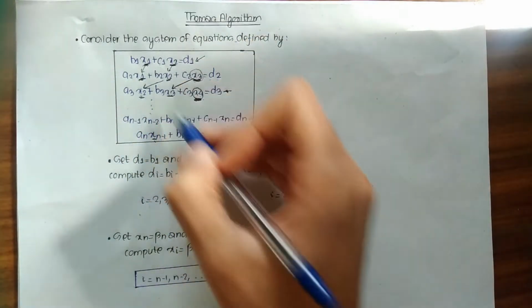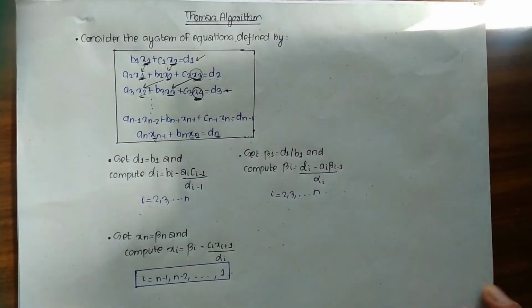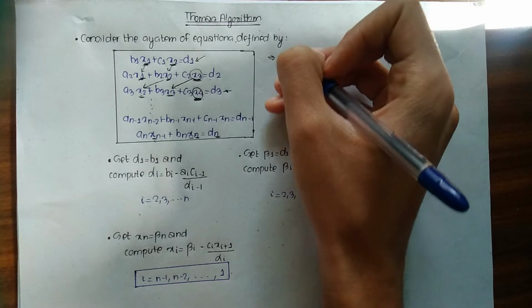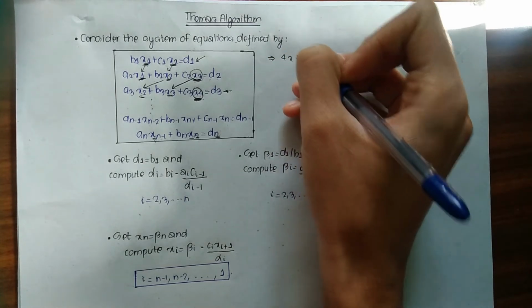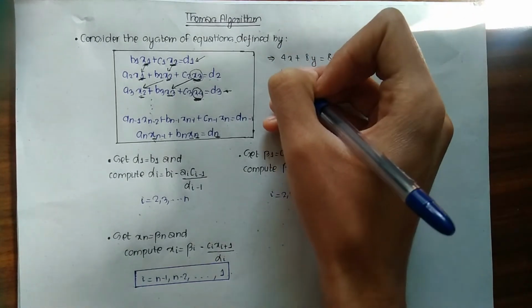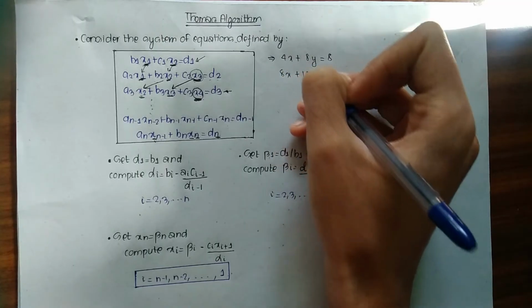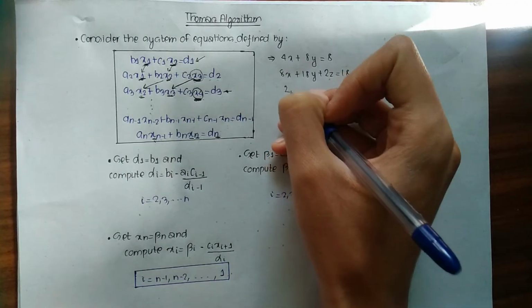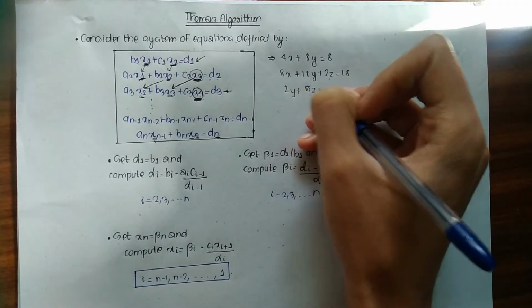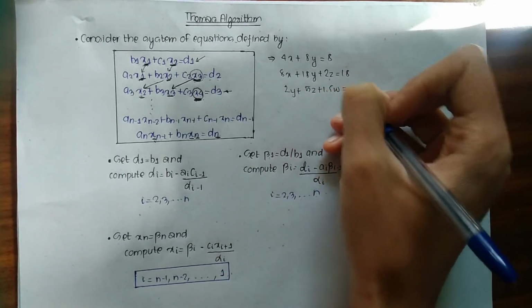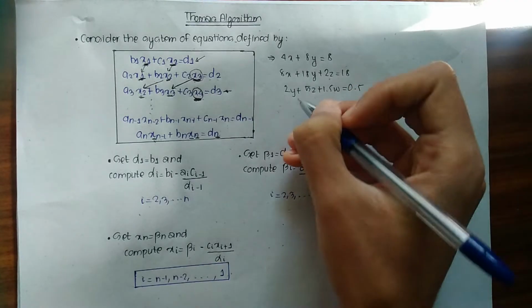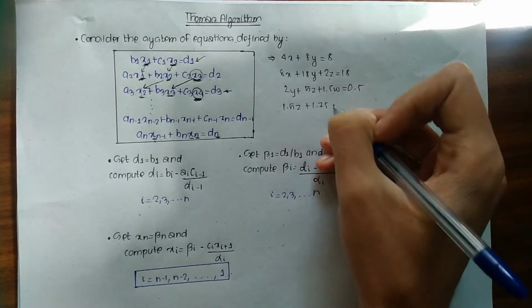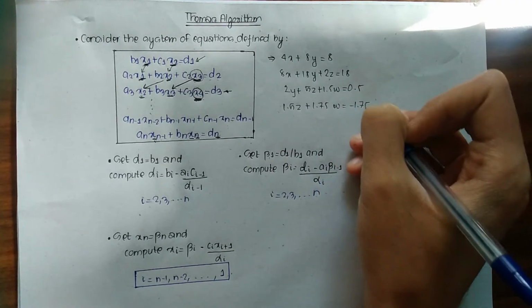So it's quite difficult to understand over here. So let me give you an example. Let me give you a workout example which we'll be solving later on. We have our equations 4x plus 8y equals 8, 8x plus 18y plus 2z equals 18, 2y plus 5j plus 1.5w equals 0.5, and 1.5j plus 1.75w equals minus 1.75.